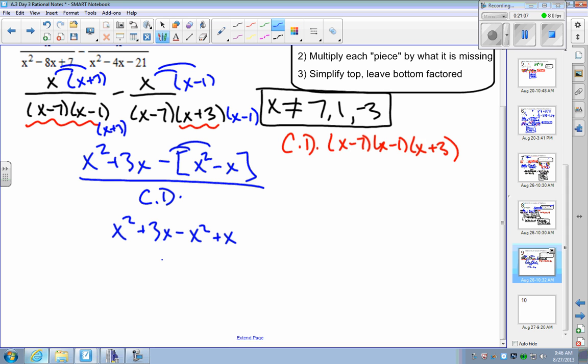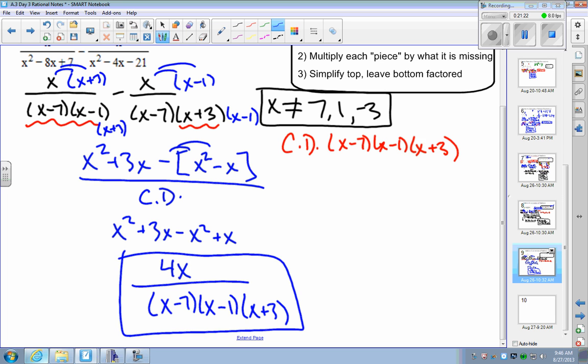X squareds actually cancel for us. So this one just turns into 4x on the top, and then don't forget about that common denominator. Okay, there's your final answer. Again, this matches up with the domain, so we're good. Hopefully that extra example helped you out. Again, bring questions to class and we'll practice the skill tomorrow.